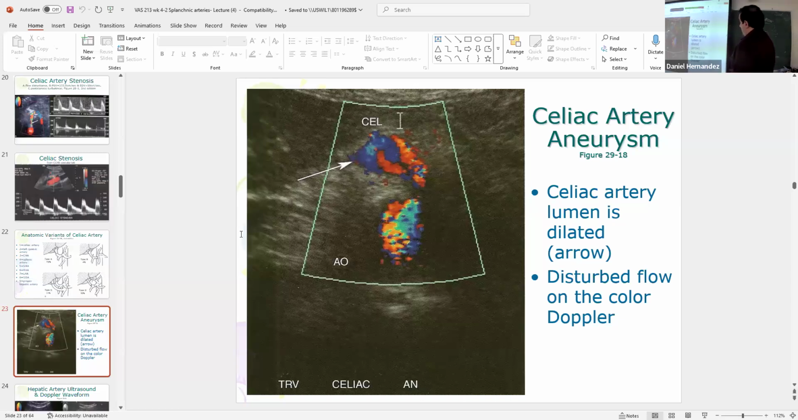So these vessels could become aneurysmal. So this is just showing a celiac artery aneurysm.